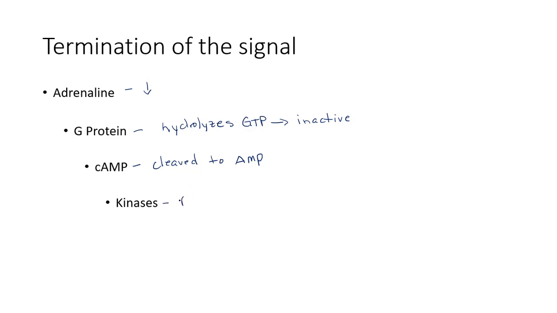And then finally, we know that for every kinase that exists in the cell, there are going to be corresponding phosphatases that remove those phosphates that were added to those enzymes, activating them, and that's going to lead to inactivation of those kinases, thereby terminating our cellular response.